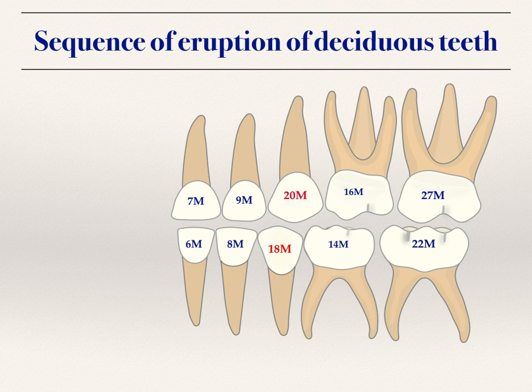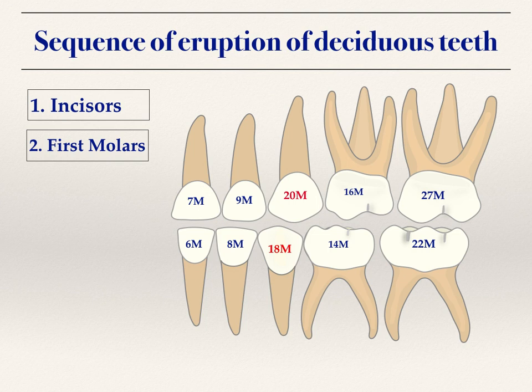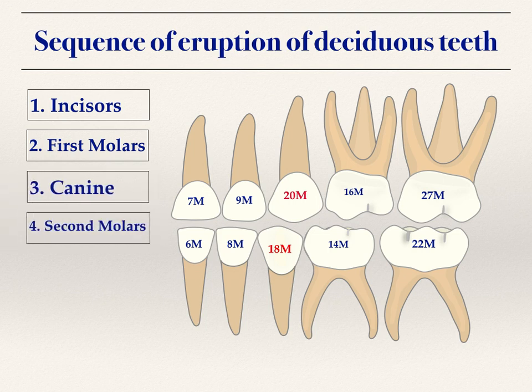And so the summary of the sequence of eruption of deciduous teeth begins with the eruption of incisors, followed by first molars, then canines, and lastly second deciduous molars. And this is very important knowledge.